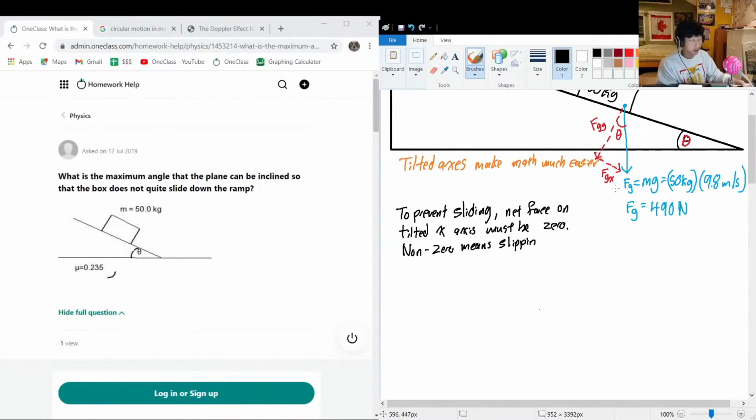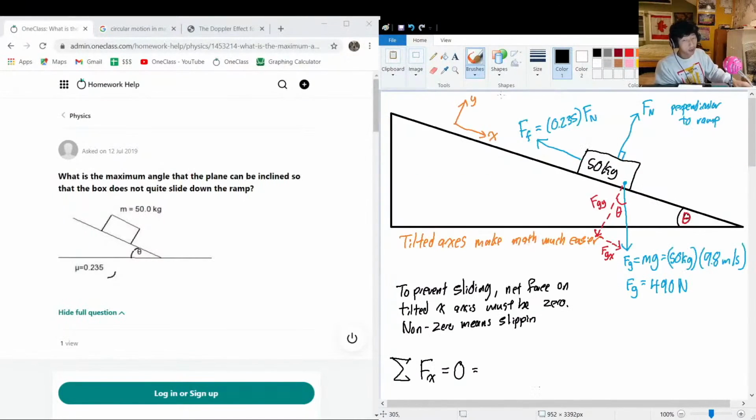Okay, so let's actually build an equation to represent that. We know that the sum of our x direction forces must be equal to 0. If we have up the ramp as negative x, we're going to have negative Ff plus FGx. Those two have to be equivalent to each other for this to be valid.